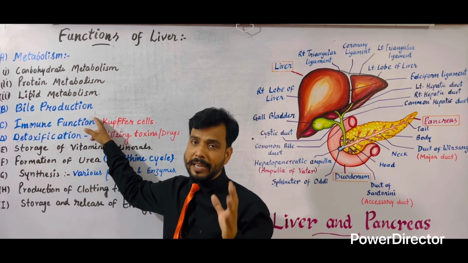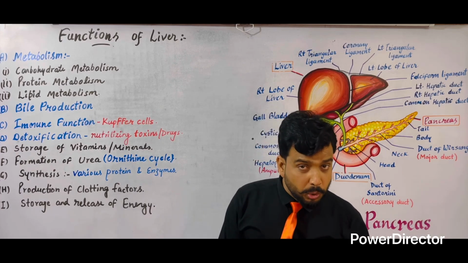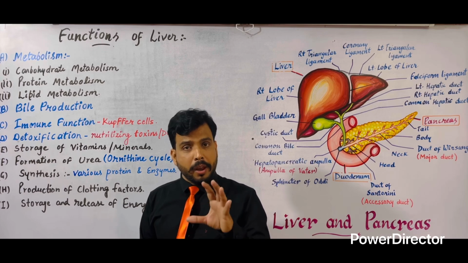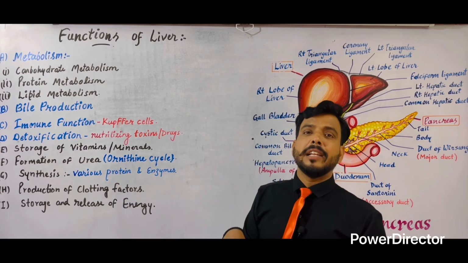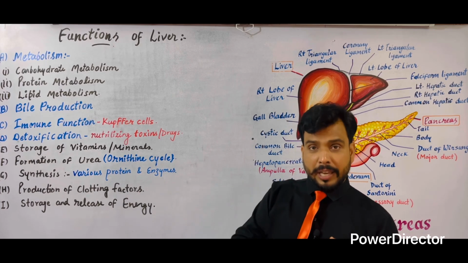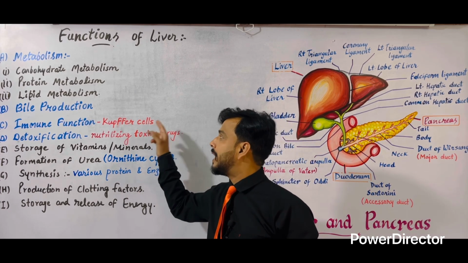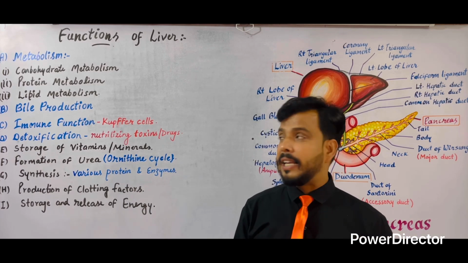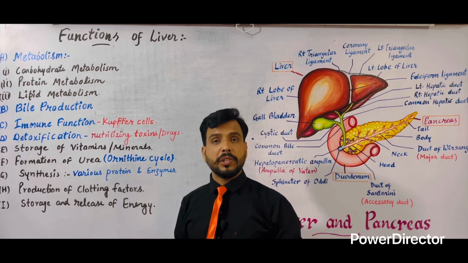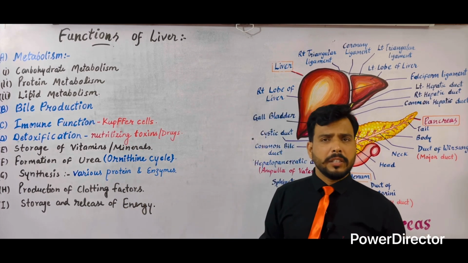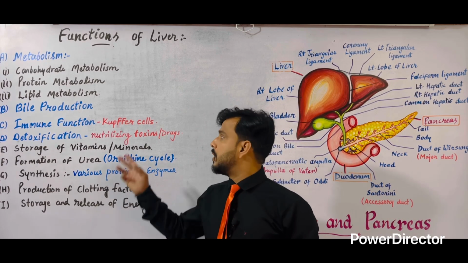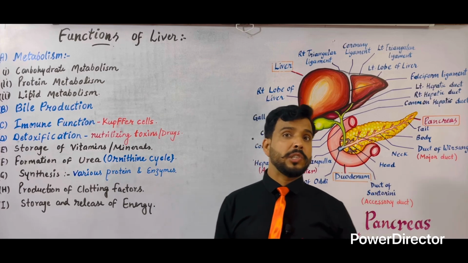So the liver produces bile juice, which is an important digestive juice that digests fat molecules. Next one is immune function. As I told you before, hepatic lobules are present inside the liver. Inside the lobules, sinusoids are present, and inside the sinusoids, some important cells are present, known as Kupffer cells. These Kupffer cells play an important role inside the liver, which is the immune function. They destroy different foreign particles, any bacteria, or any substance which is harmful for the body. So these Kupffer cells help to maintain the immune function of the liver.